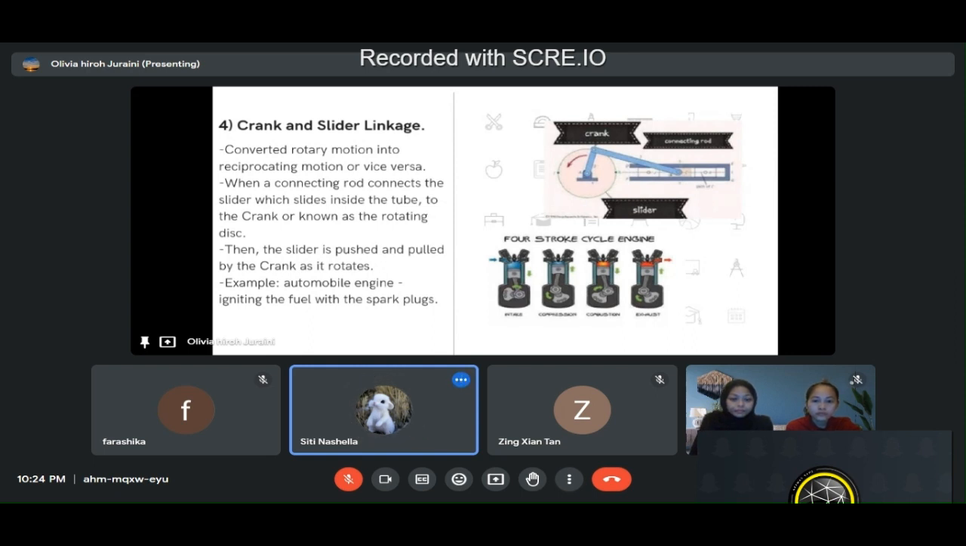So this circular one is what we call the crank or rotating disc, and the slider is pushed and pulled by the crank as it rotates. If you want to see this linkage, you can see it in the automobile engine, which ignites the fuel with the spark plugs. And actually, this linkage was developed by James Watt.